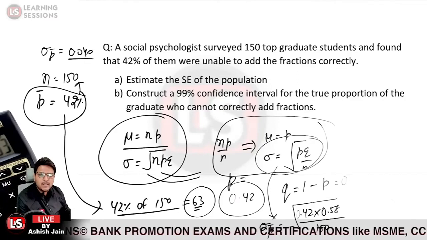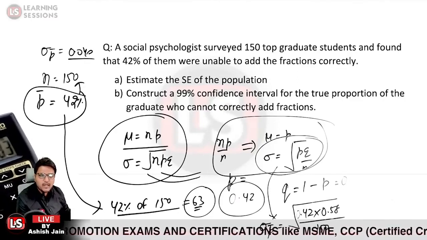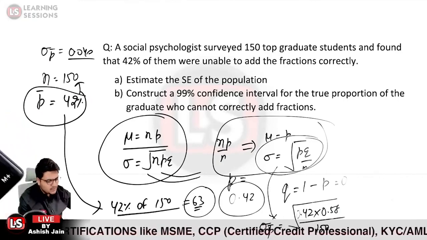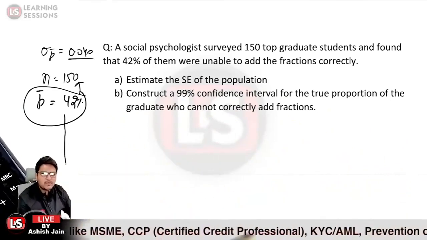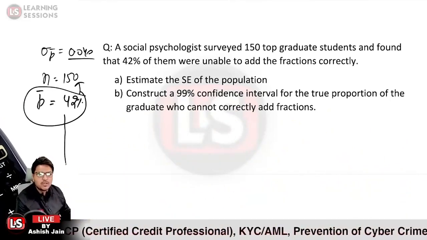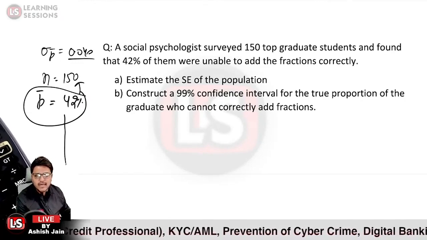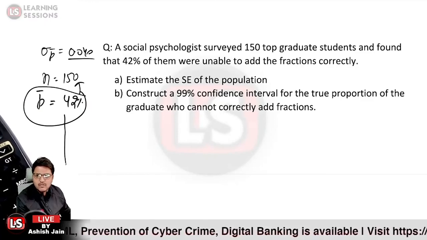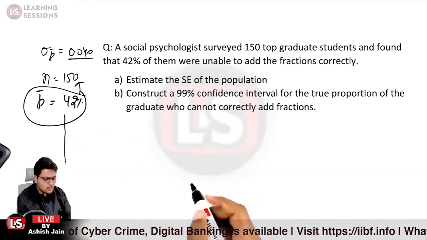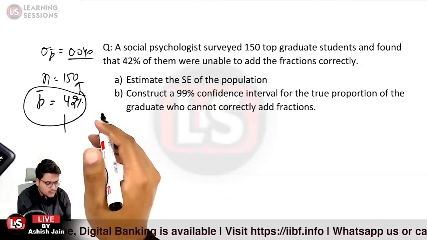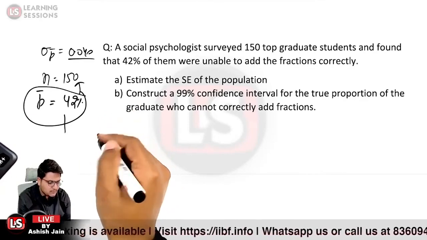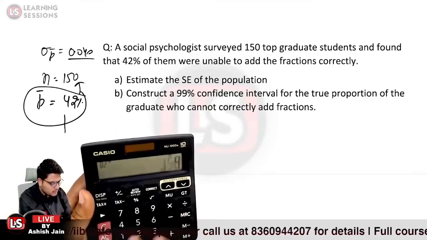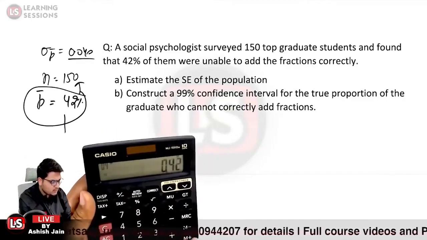And further we want to construct a 99% confidence interval for the true proportion of the graduates who cannot correctly add fractions. So what would be the range? The proportion is 0.42, as we calculated. 42% of 150 is 63, and 63 divided by 150 is equal to 0.42.